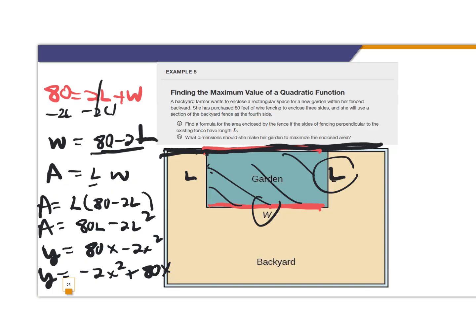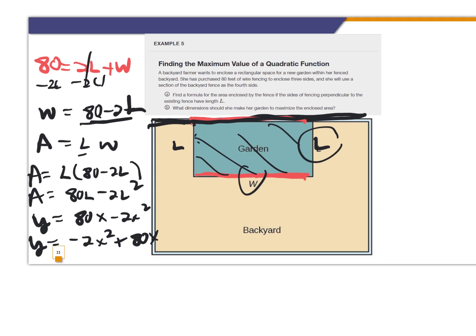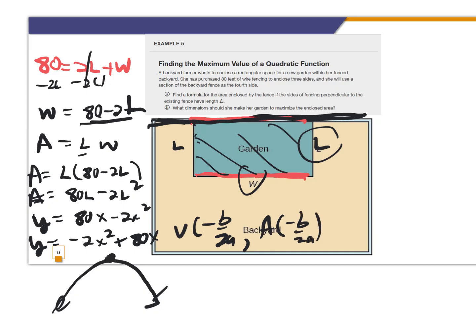Clearly, that is an upside down parabola. And I think I mentioned to you that the only way I can have a maximum value would be if it's an upside down parabola, and that's my vertex. How do I find the vertex? Well, we've learned that the vertex, we start out with minus b over 2a. And then the highest value, the maximum area, would be coming from plugging the a of minus b over 2a into my area equation, which is this equation here.